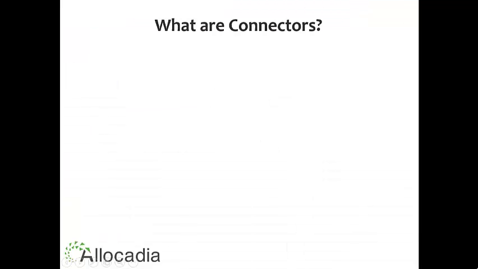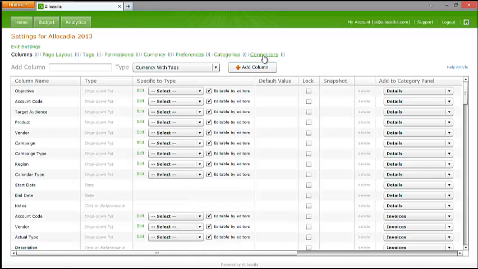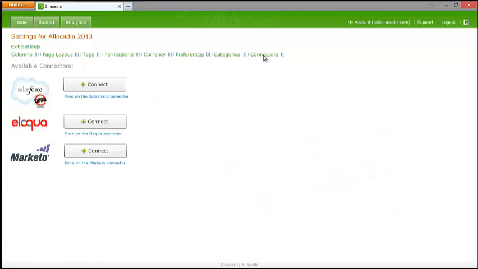A connector enables Allocadia to directly connect with your CRM, marketing automation, and social media management platforms to link your marketing investment spend in Allocadia to your results data, giving a full picture of your marketing ROI. In the Master Settings area, click the green Connectors hyperlink. Find the connector that you would like to enable.